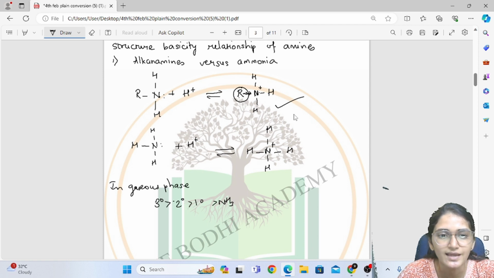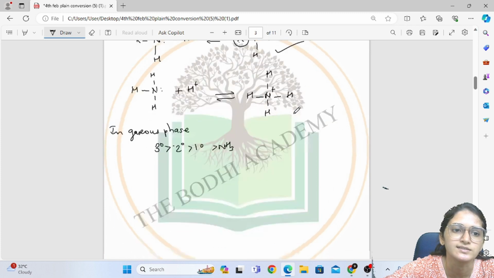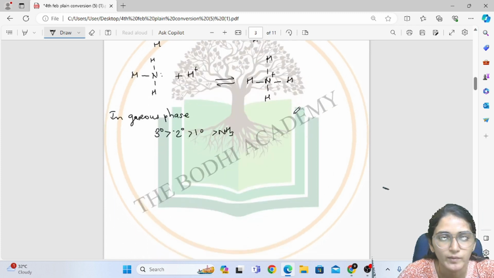In the second case, we have all hydrogens, and all hydrogens have the same character, so there is no electron donating group as such over here. When nitrogen gives its electron pair to any other atom, it will not give it with that ease as in the case of RNH2. So in the second case the basic character will be less. In RNH2 the basic character will be more as it has the R group attached to it.